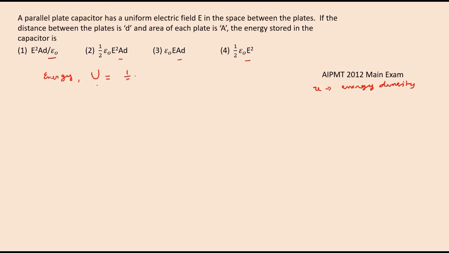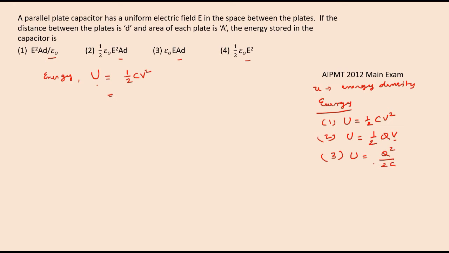We have the energy formula half CV square. Actually, there are three formulas for energy. One, U is half CV square as we have already considered. Then number two, energy is half QV, where Q is the charge stored in the capacitor, and V is the PD between the plates of the capacitor. Then another expression, Q squared by 2C. All the three are there.